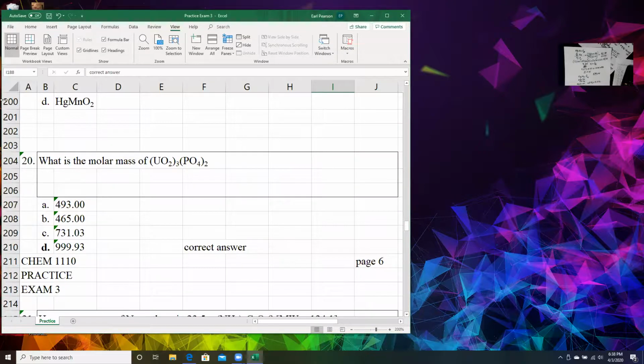What's the molar mass? This one now is the molar mass, and we're doing number 20 now. And we want the molecular weight, molar mass of UO2, 3, PO4, 2. Well, that's going to be real easy, but I'll pull it over so you can see my scratch pad again.